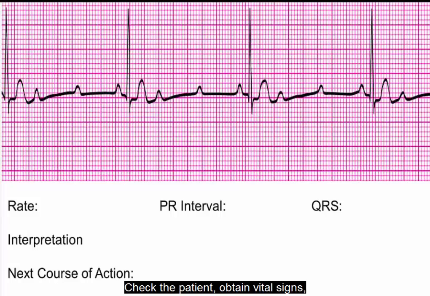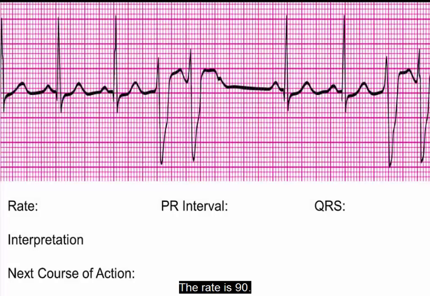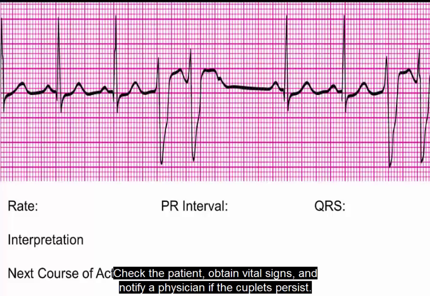Check the patient, obtain vital signs, notify the physician immediately, and prepare to pace the patient. The rate is 90, the PR interval is 0.16, the QRS is 0.08. This is sinus rhythm with PVC couplets. Check the patient, obtain vital signs, and notify the physician if the couplets persist.